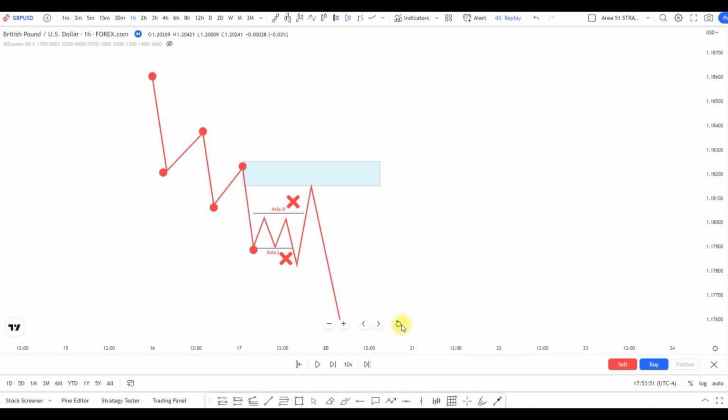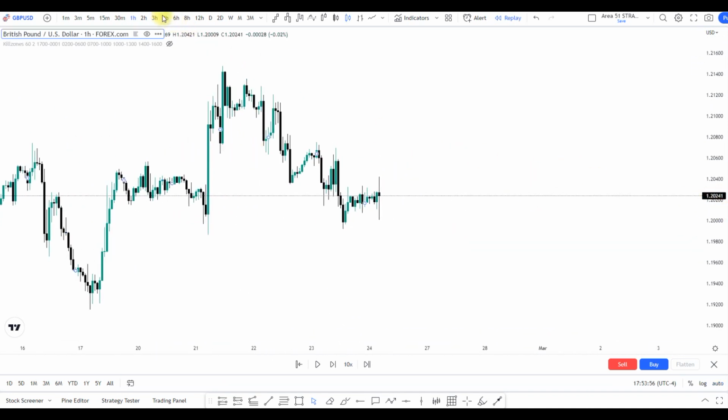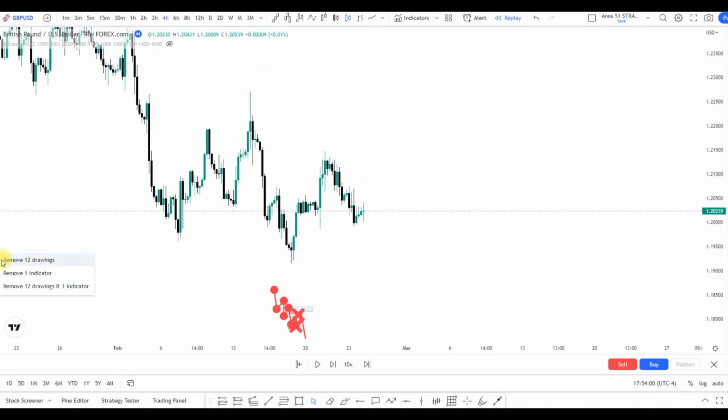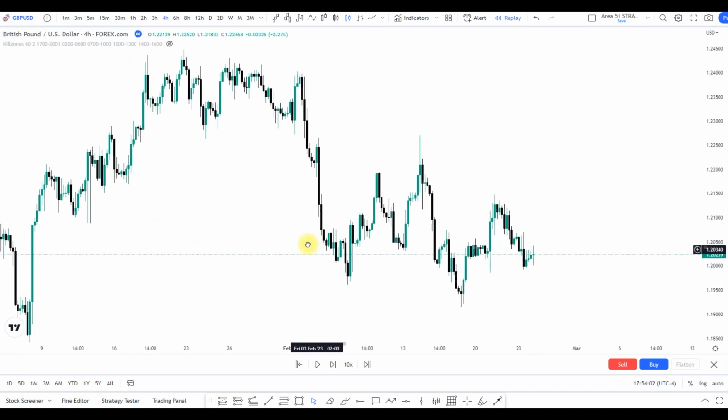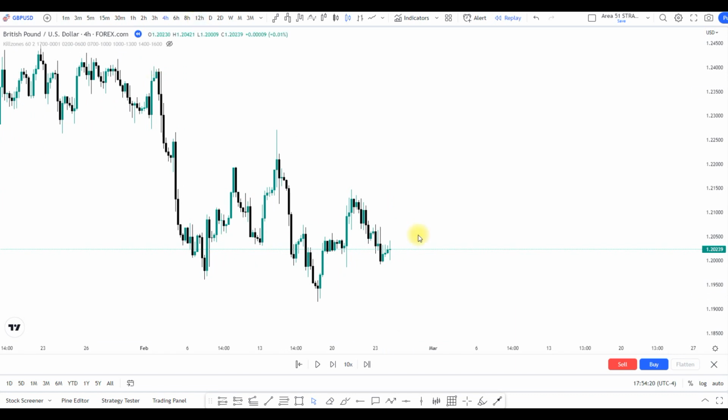All right, so here we are on the 4-hour time frame, guys. As we can see on the 4-hour time frame, the price is giving us lower highs, lower lows, indicating a downtrend market. So on the 4-hour time frame, we can see that we are in a downtrend. All right, so once I identified the 4-hour time frame direction, this is my recent lows here.